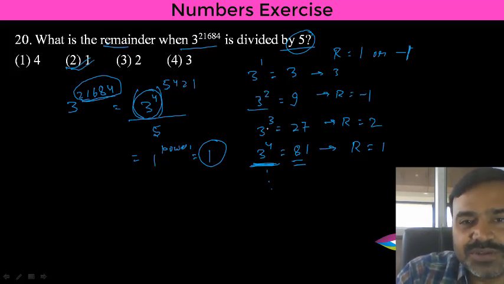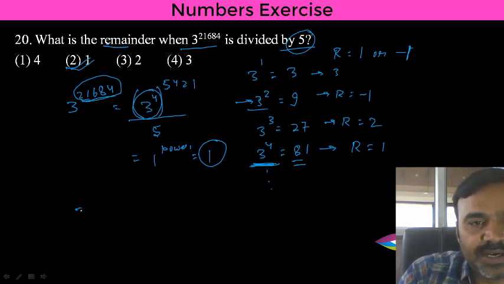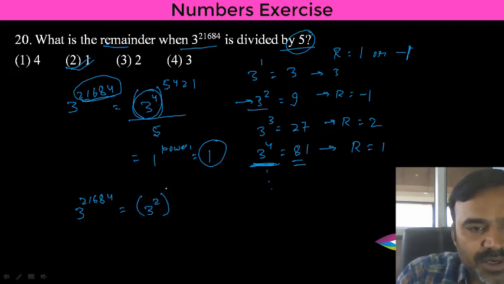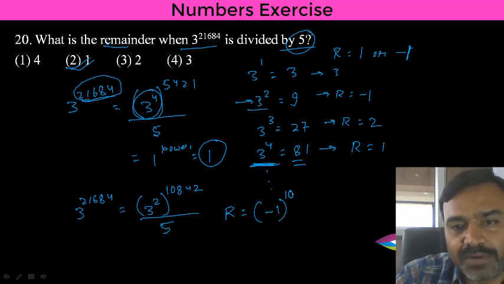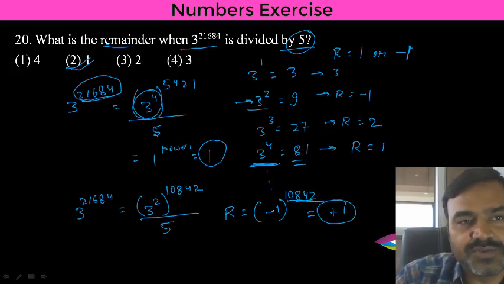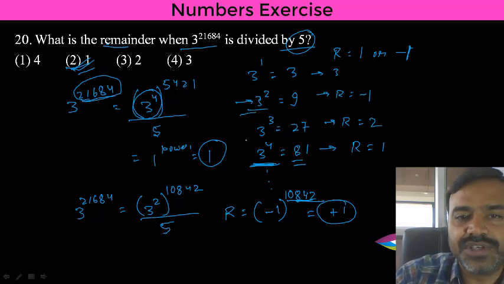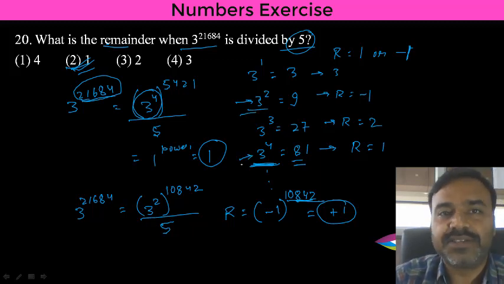Right? Now, if I had used 3 square, then how do we go about it? Let's see. 3 raised to the power 21684. In this case, we get 3 square to the power 10842. Now, 3 squared, when you divide it by 5, the remainder will be minus 1, and to the power. For minus 1, we need to know the power. Why? Because if the power is even, then the value will become positive 1, and if the power is odd, it will become negative 1. So here it is an even number, so the value is 1, remainder is 1. That is the second option. So this is how you could have used 3 square or 3 raised to 4 both to find the answer to this question.